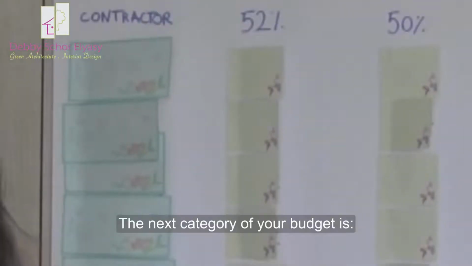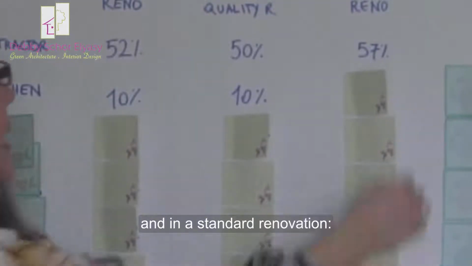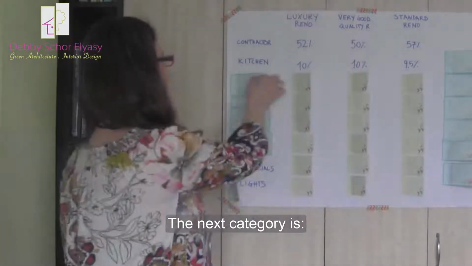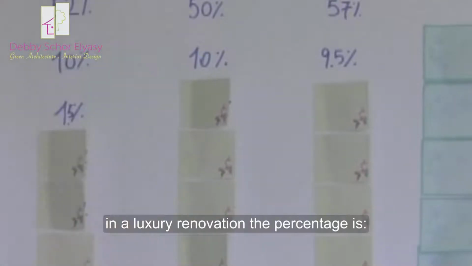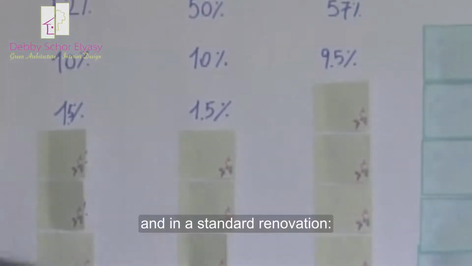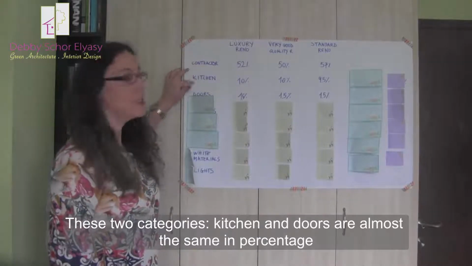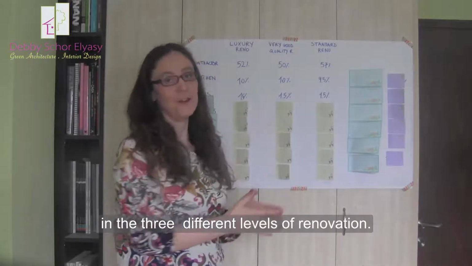The next category of your budget is kitchen. In the luxury renovation it is 10%. In a very good quality renovation, 10%. And in a standard renovation, 9.5%. The next category is doors. In a luxury renovation, the percentage is 1.5. In a very good quality renovation, 1.5. And in a standard renovation, 1.5. So these two categories, kitchen and doors, are almost the same in percentage in the 3 different levels of renovation.